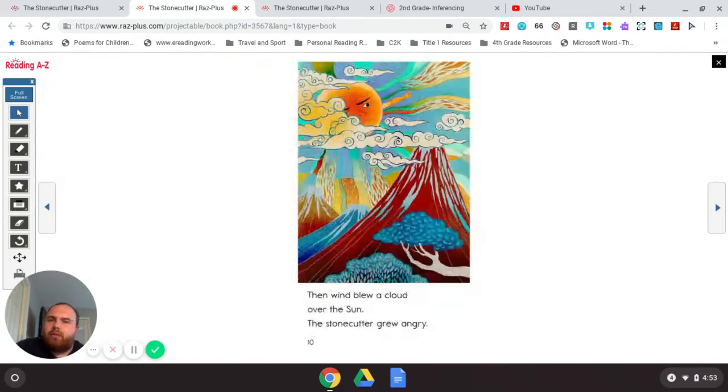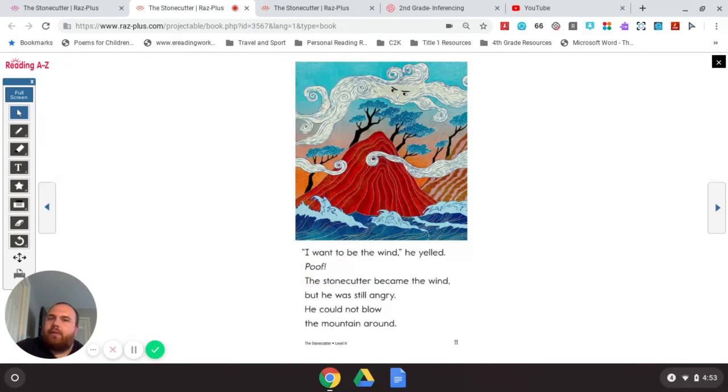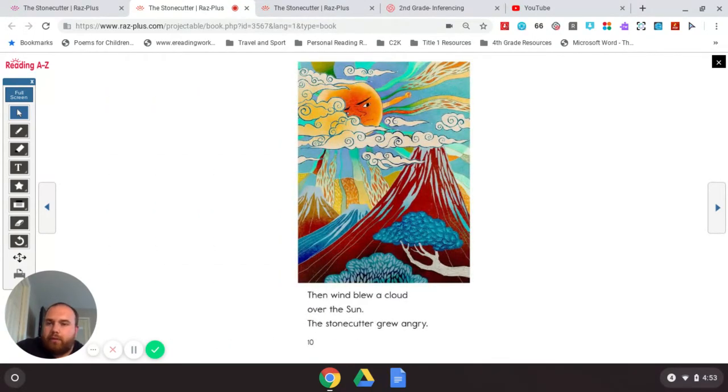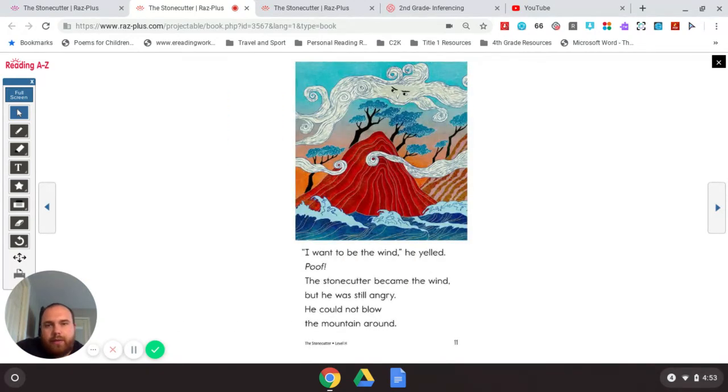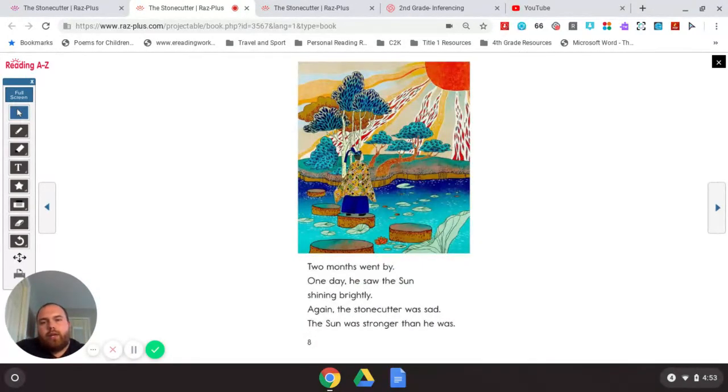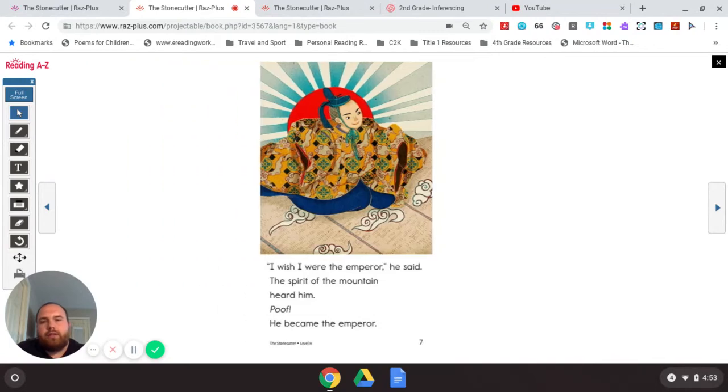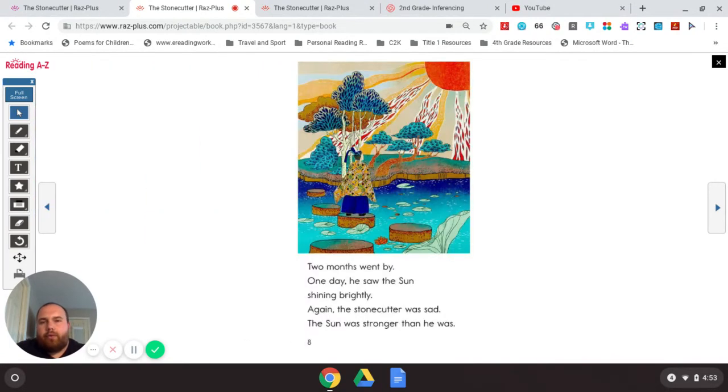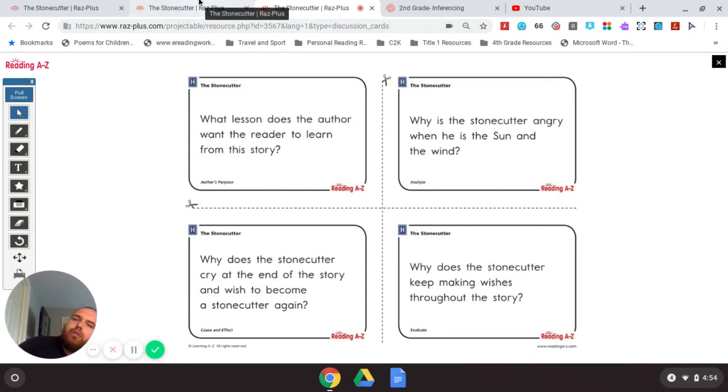Okay. We just talked about when he was the sun, he became angry because the wind blew a cloud over the sun, right? And when he was the wind, he grew angry because he couldn't blow the mountain around. And when he was the emperor, he noticed the sun was bright and powerful and he wanted to be that instead. So if we go back to our question, guys, why does the stonecutter keep making wishes throughout the story?